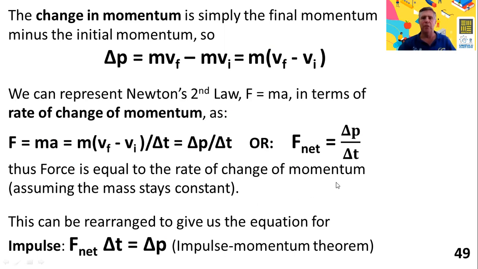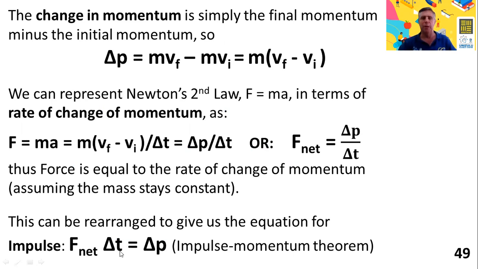Now we can rearrange that, just multiplying both sides by delta t, to give us the equation for impulse. And the impulse momentum theorem says that the average net force times the time is equal to the change in momentum.